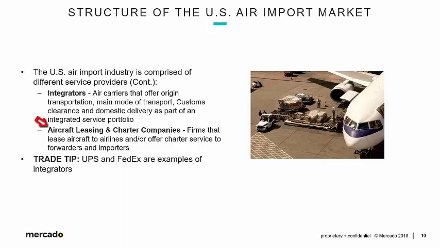Lastly, we spoke of aircraft leasing and charter companies. These are firms that lease aircraft to airlines and/or offer charter service to forwarders and importers. Leasing is different than chartering. Any airline can lease an aircraft from a leasing company and operate it under its own brand, etc. Charters are different. Essentially, a charter is renting the use of an aircraft for a specific flight. Freight forwarders can do that. Importers can do that too. And as we said, for a quick trade tip, examples of integrators: UPS, FedEx, DHL are the big three.